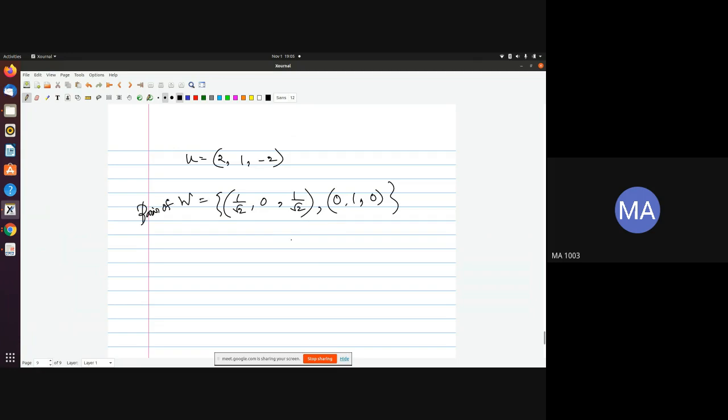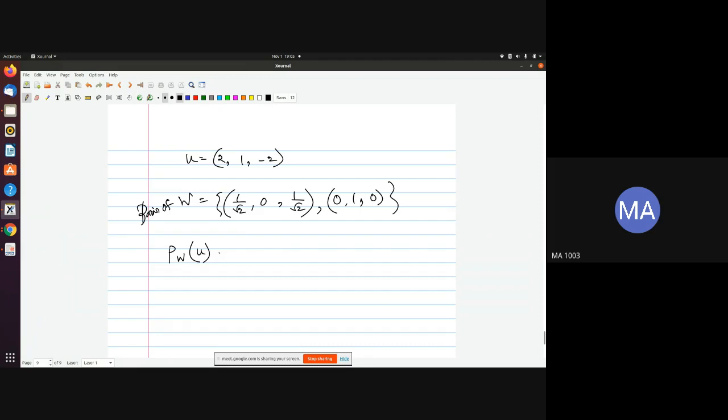Is this an orthonormal basis? First we have to check that, right? Yes, sir, it is orthonormal. Because if you take the usual dot product, it gives us 0, and if you take the norm of each one, that is 1. So it is an orthonormal basis. So I want to calculate the projection of U onto W in this case.